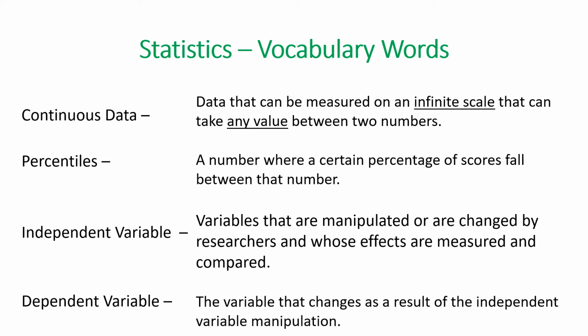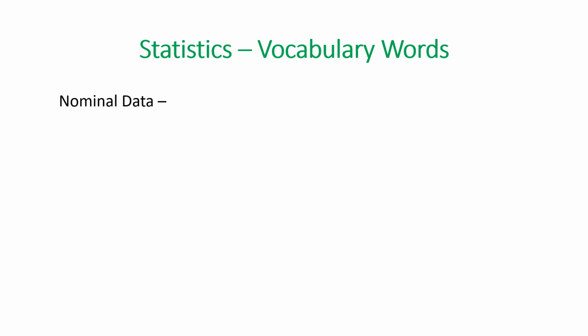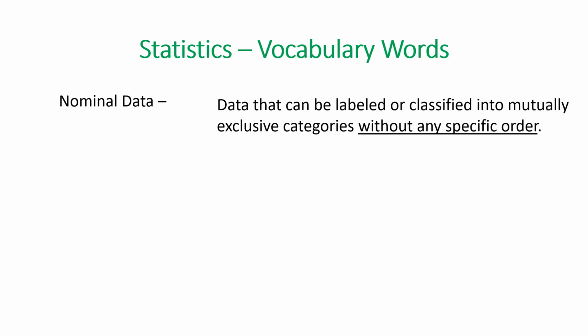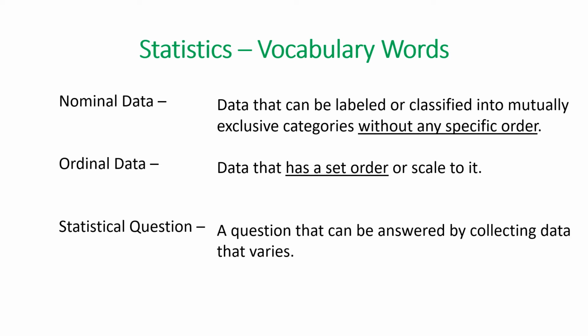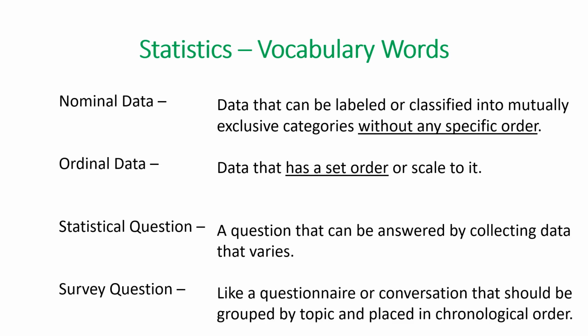Dependent variables are variables that change as a result of the independent variable manipulation. Nominal data is data that can be labeled or classified into mutually exclusive categories without any specific order. Ordinal data is data with a set order or scale to it. Statistical questions are those that can be answered by collecting data that varies. Survey questions, like questionnaires or conversation, should be grouped by topic and placed into chronological order.